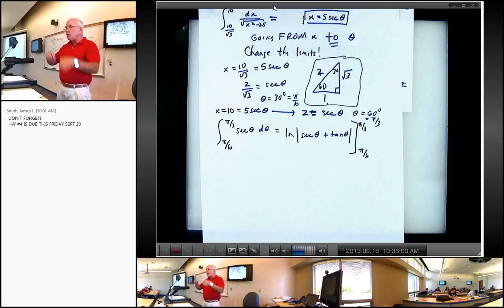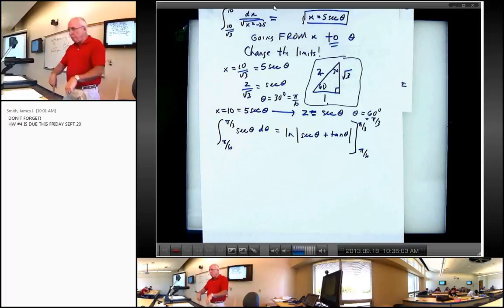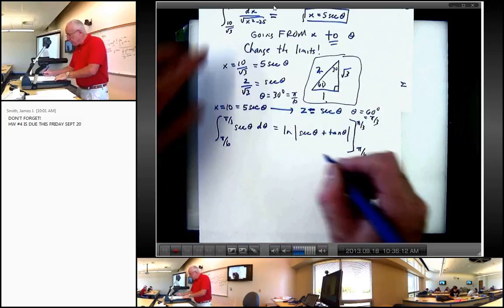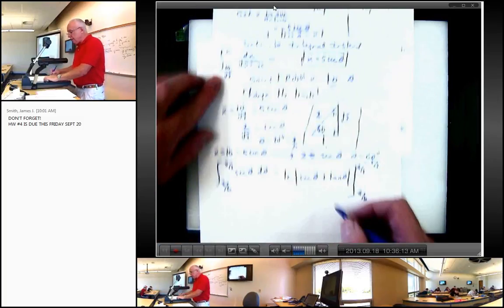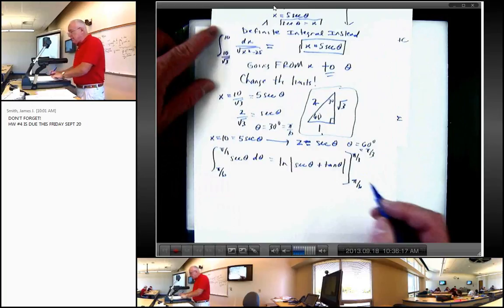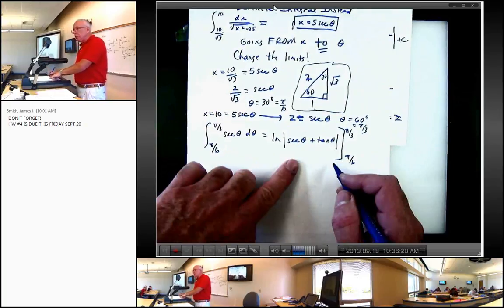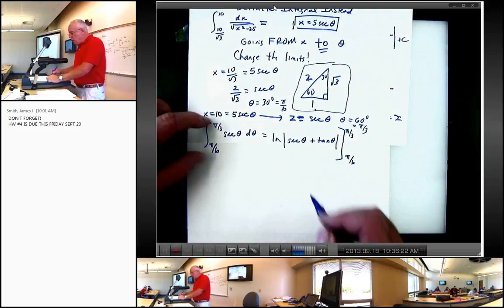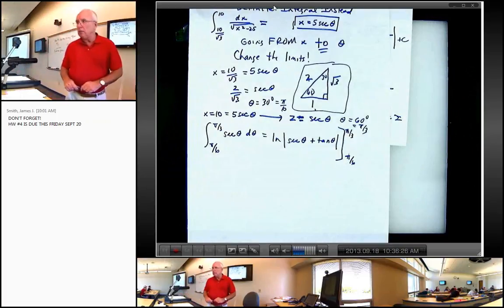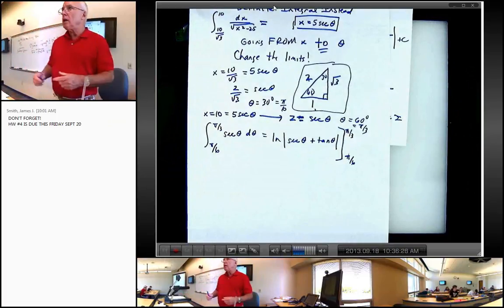If you go back to your original variable x, if I do all the substitution and go back to x, then my limits would have to be 10 over square root of 3 and 10. But if I stick with my antiderivative in terms of theta, I want to keep my new limits of integration in terms of theta. Does everybody get that? This is only with definite integrals.